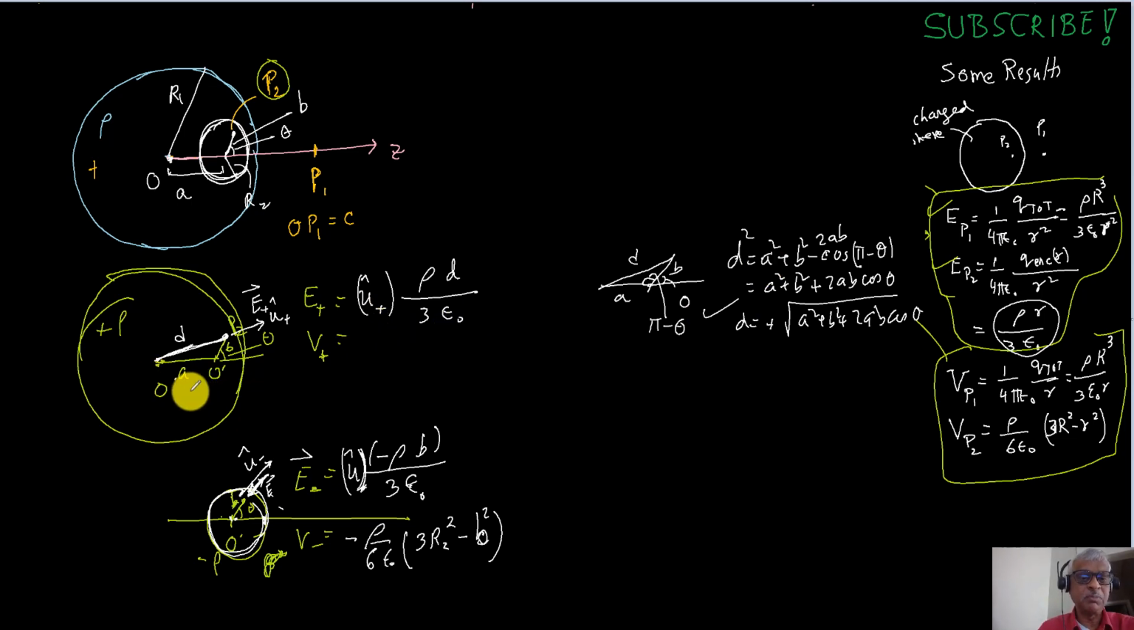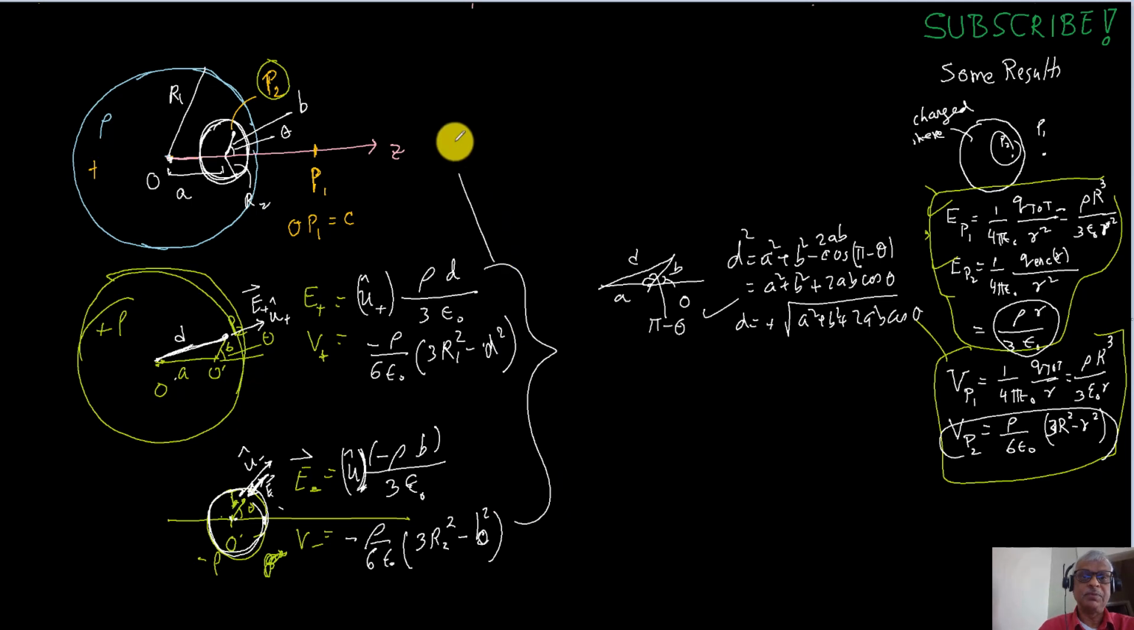V plus is also inside, so I'm going to use this formula because that point is inside this sphere. It's going to be minus rho over 6 epsilon naught times 3 r1 square minus d square. Okay, so if I put it together, I should have the answer.